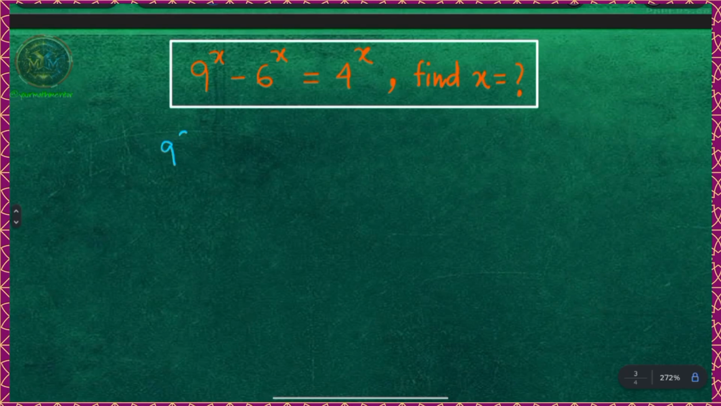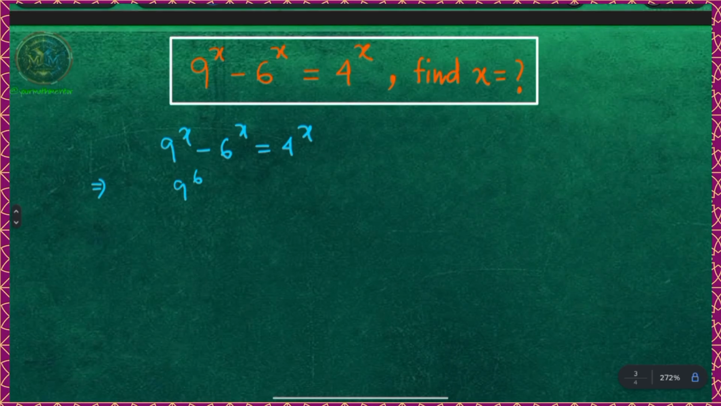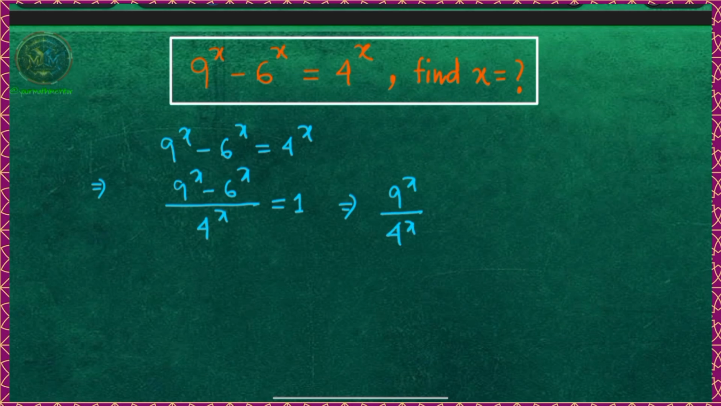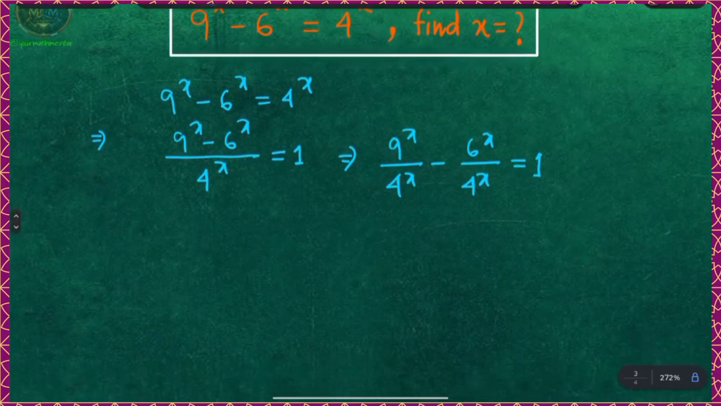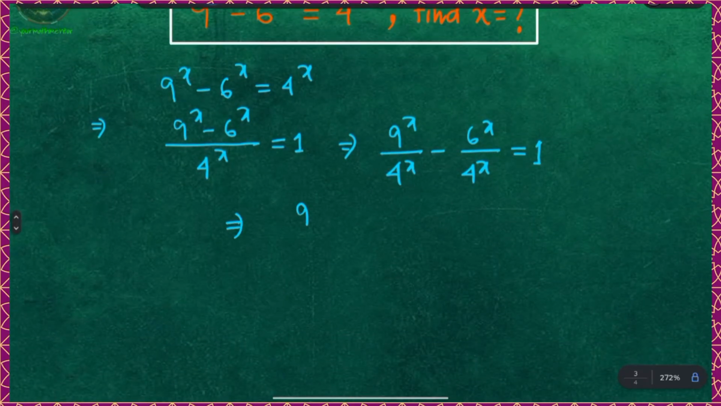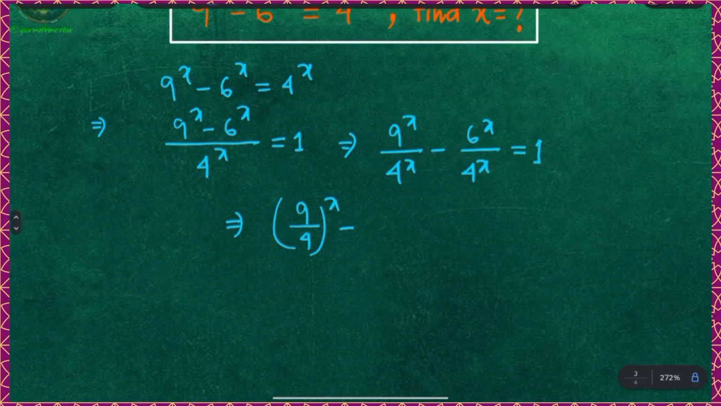Here the question is 9 to the power x minus 6 to the power x equals 4 to the power x. We divide the equation on both sides by 4 to the power x. Therefore, (9 to the power x minus 6 to the power x) divided by 4 to the power x equals 1. That implies 9 to the power x by 4 to the power x minus 6 to the power x by 4 to the power x equals 1. That implies (9 by 4) whole to the power x minus (6 by 4) whole to the power x equals 1.